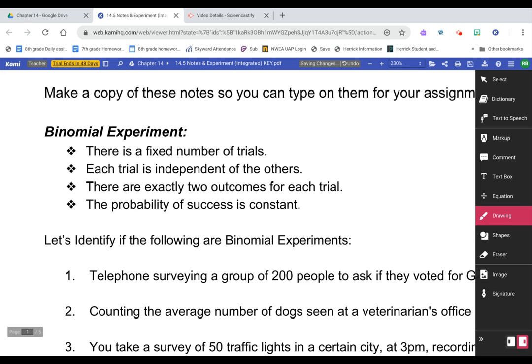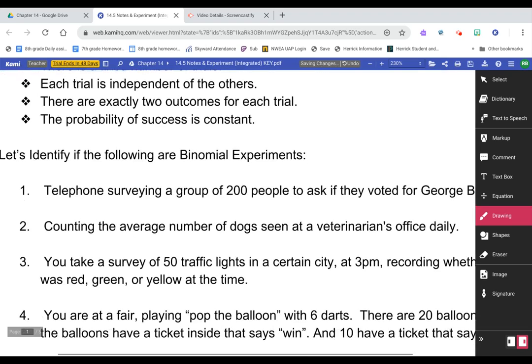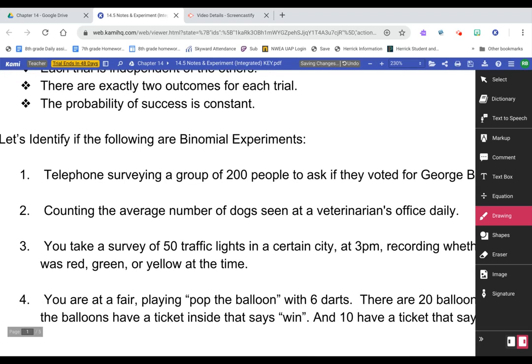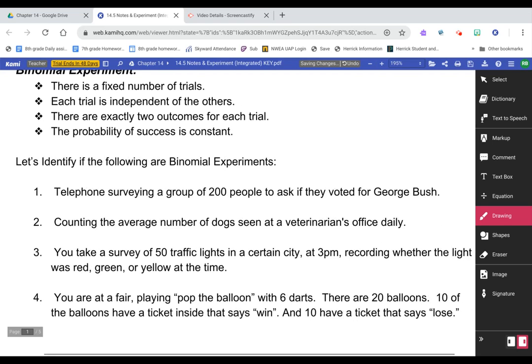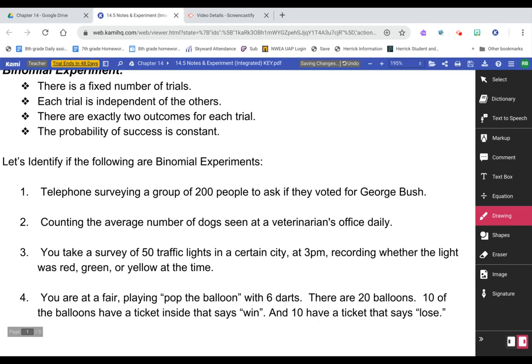So let's look at 4 different experiments and decide if they are binomial experiments. So number 1, there's a telephone survey that's going out to 200 people to ask if they voted for George Bush. Number 2, it's counting the average number of dogs seen in a veterinarian's office daily. 3 is you take a survey of 50 traffic lights in a certain city at 3 p.m., recording whether the light was red, green, or yellow at the time.